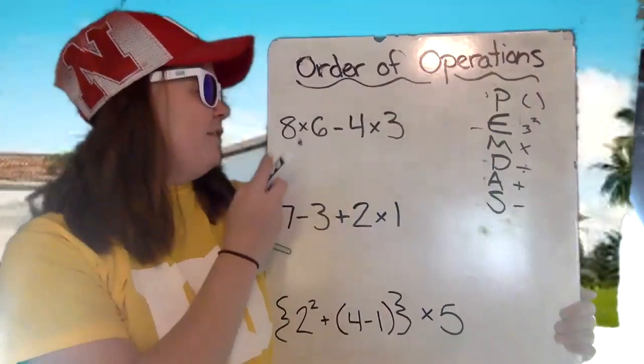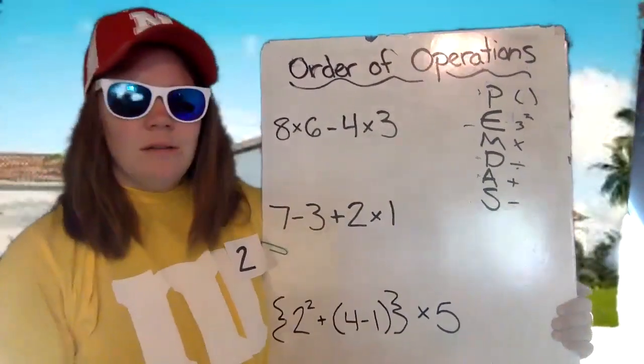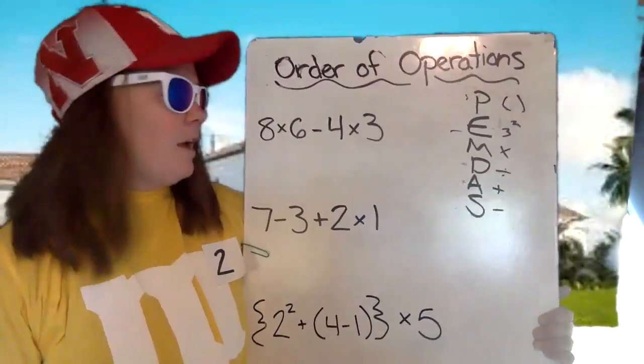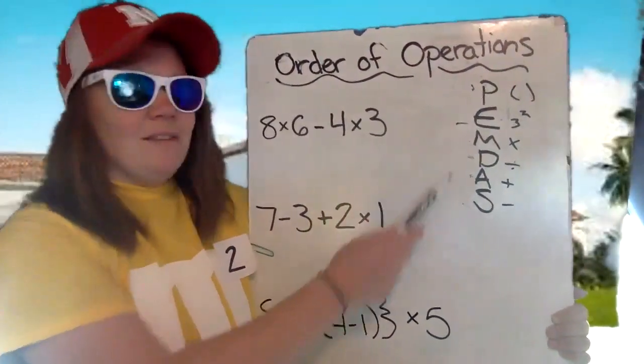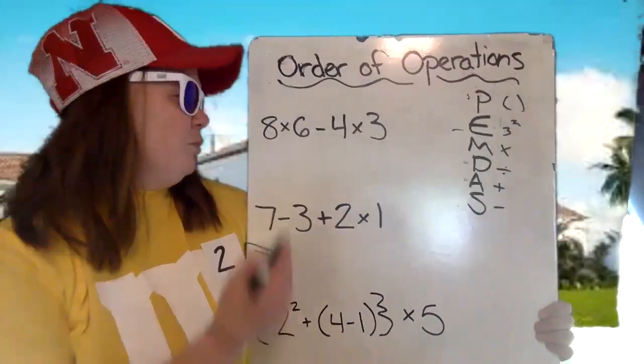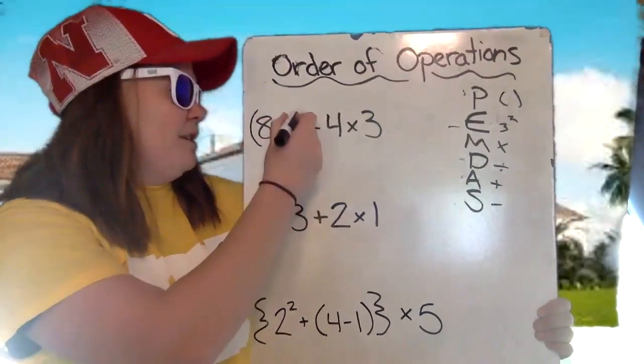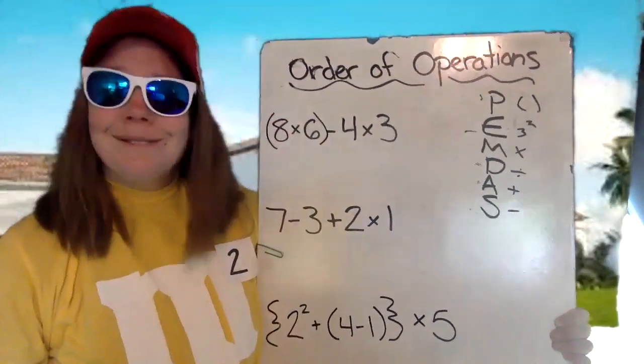All right, so here we go. We have 8 times 6 minus 4 times 3. Whew. Well, I don't know about you, but I don't see any parentheses, and I don't see any exponents, so we go multiply and divide first. So what are the multiplications? Well, I see 8 times 6, and if you want to put this in your own parentheses, there is nothing stopping you.